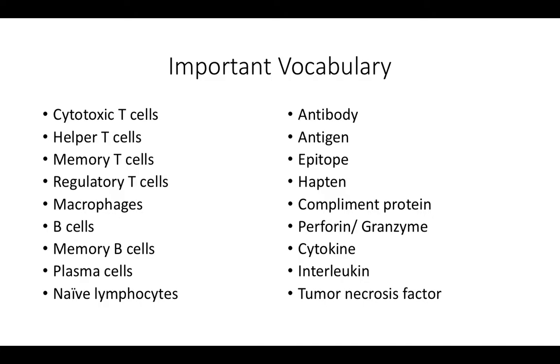Complement proteins, I'm not going to get too much into those. We talked about those with innate immunity, but their involvement here is that antibodies basically bind to complement proteins, which then bind to pathogenic or foreign cells, and the complement protein is what actually does the destruction, not the antibody itself. Perforins and granzymes are used in innate immunity, but also by cytotoxic T cells in adaptive immunity.